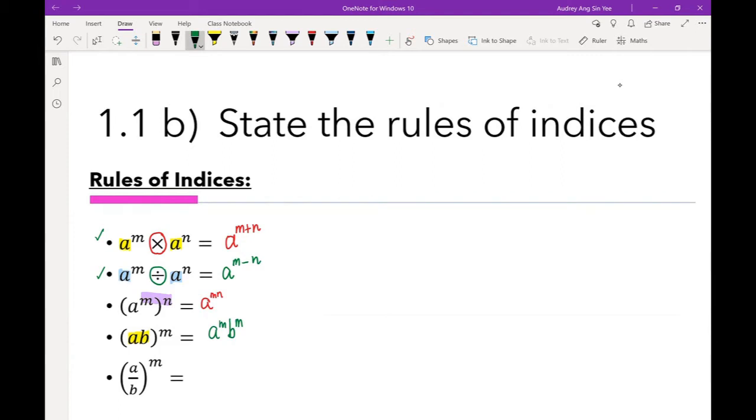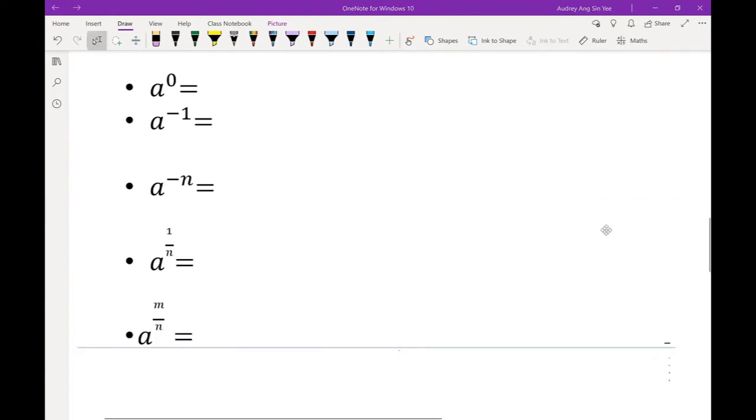Now for my fifth rule, I have a over b, everything power m. Again, I have two terms inside the bracket, and it is raised to the power of m. So these two terms will also be raised to the power of m, so it will produce a power m over b power m. Now the sixth rule is the simplest rule, a power 0. Anything to the power of 0 will always be equal to 1. So a power 0 is equal to 1.